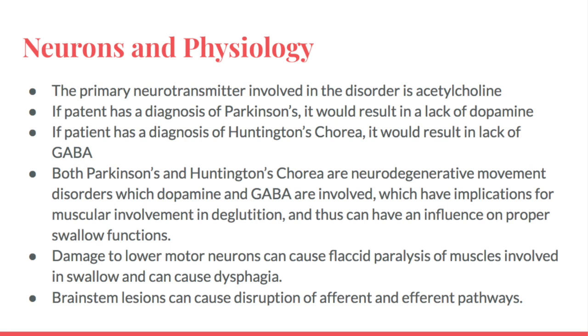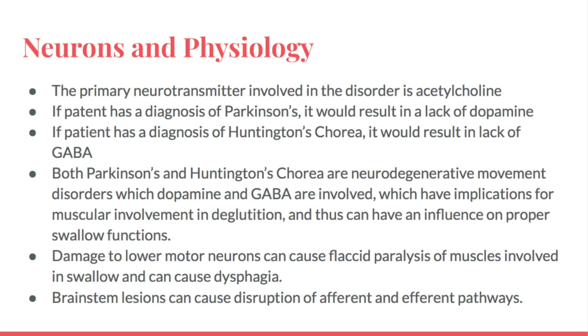There are also implications that neurotransmitters such as GABA or dopamine may be involved, considering Parkinson's and Huntington's chorea. Parkinson's being a dopaminergic disorder and Huntington's being GABAergic, would have issues with movement, which can have implications for a safe swallow or improper deglutition, aka oropharyngeal dysphagia.